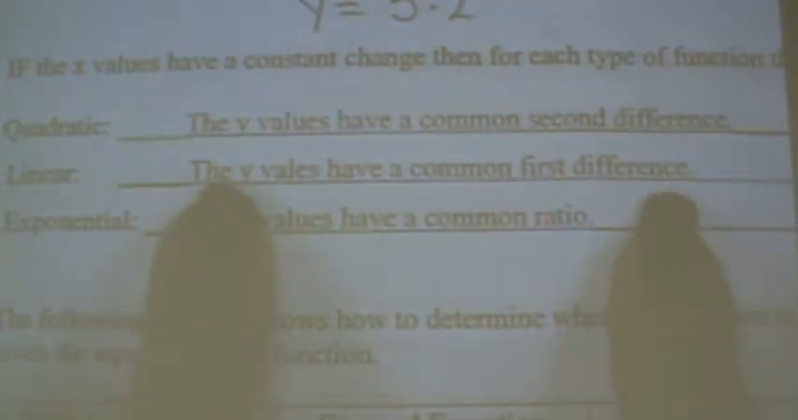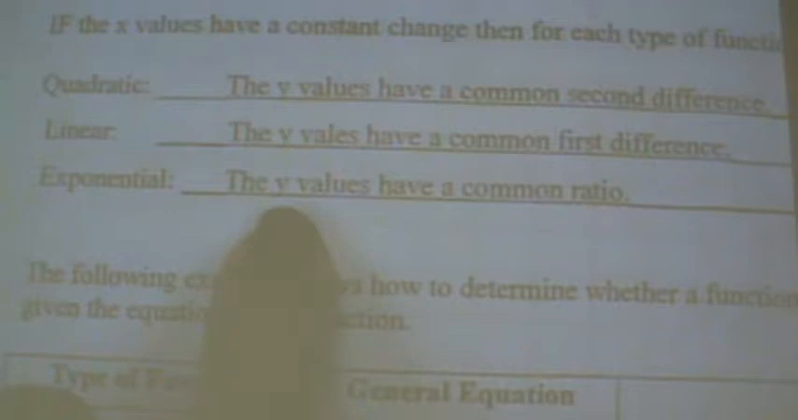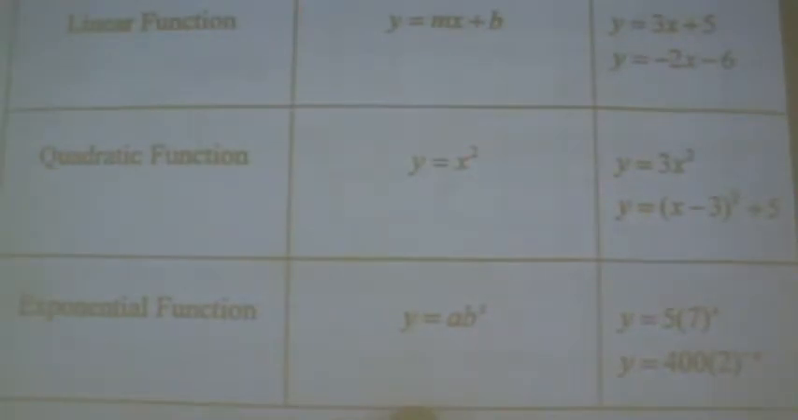Okay, so what we talked about is if a table has a constant second difference, it's quadratic. If the y values have a common first difference, it's linear. And if there's a common ratio, in other words, multiplying from one to another, you get the same number, it's exponential. These are the three we're going to be talking about.